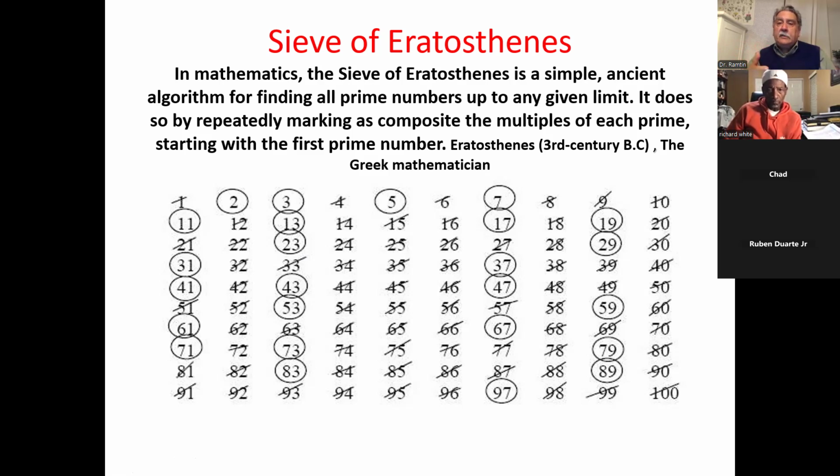So this method is repeatedly marking the multiples of each prime number as composite. It was invented by a Greek mathematician, Eratosthenes, from the 3rd century BC.